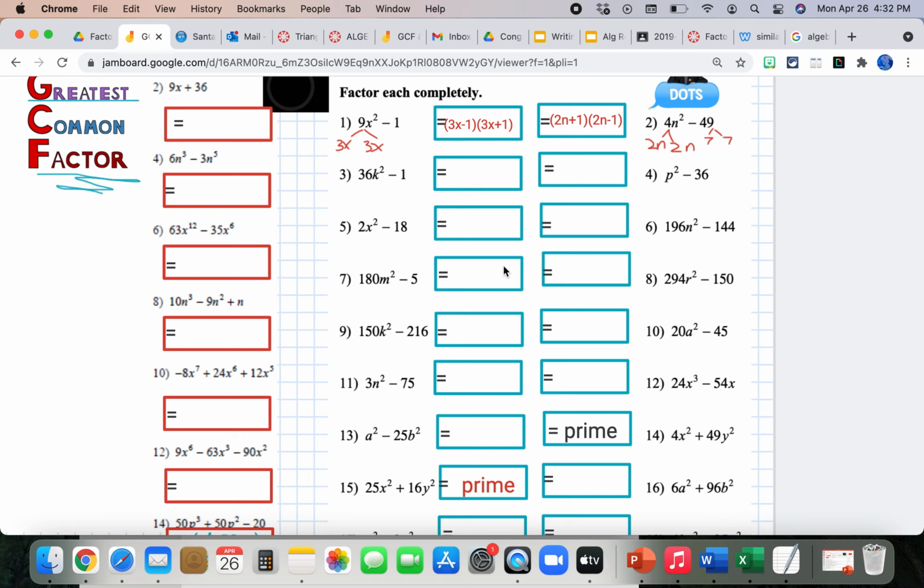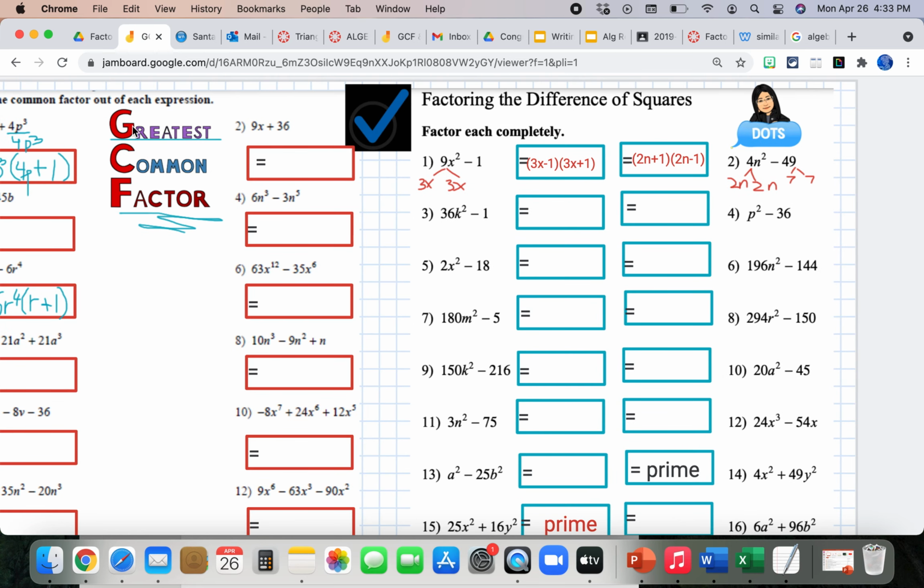Let's try another one. Okay, let's take a problem that may look slightly different, like this one. Number 9. 150k squared. I know k times k can give me k squared, but 150, I don't have a perfect square here. 216, I don't think I have a perfect square here. What you can do when you are looking at problems, remember we mentioned before, you've got to try to get the greatest common factor and factor it out first before you can factor this difference of squares. It will be clearer after we factor out the greatest common factor.